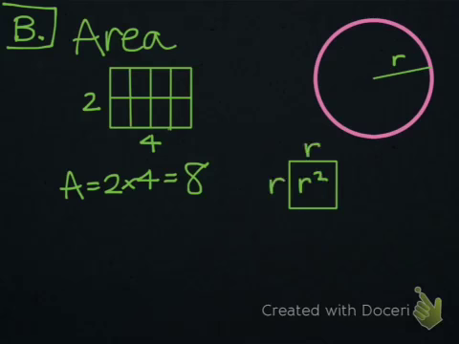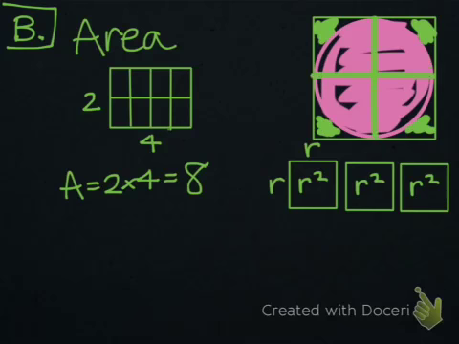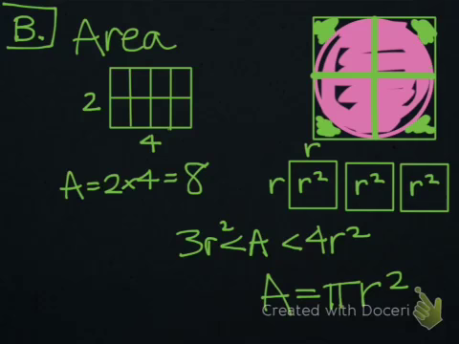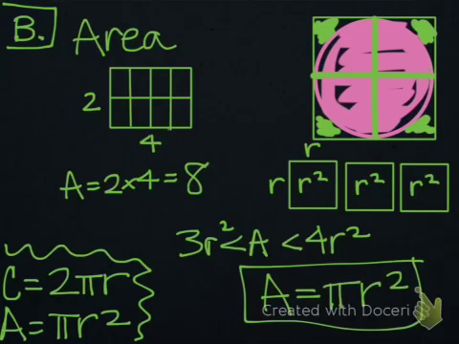If we're trying to find the area of a circle, you can take the radius and make squares of it. If I make 4 squares, that's too much. But if I make 3 squares of the radius, it's not enough. So somewhere between 3 radius squares and 4 radius squares is the area of a circle. In fact, it is pi radius squares. Remember, pi is 3.14. So circumference is 2 pi r, and the area is pi r squared.